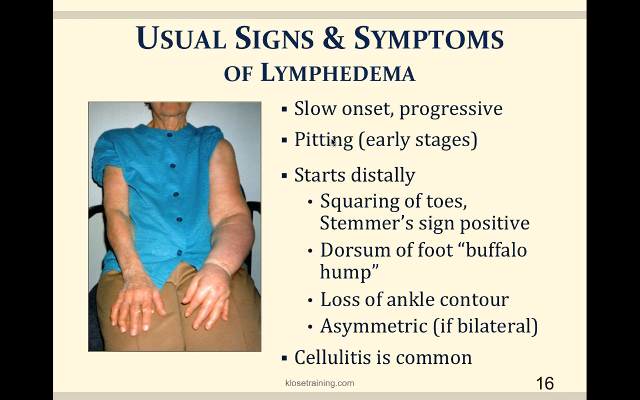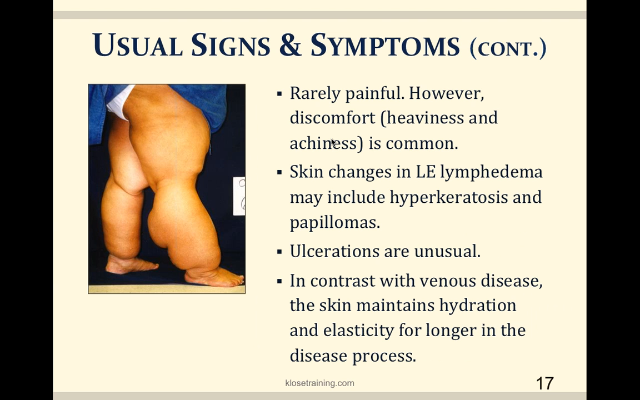So here's a picture, and you can see that the lady has lymphedema in her left upper extremity. The usual signs and symptoms for lymphedema: it's a slowly progressive swelling, with increasingly more protein-rich fluid in the interstitium due to a failure in the lymphatic system. There is usually pitting early on, and later there might be less pitting, but more of a hardening or a fibrotic change to the tissue.